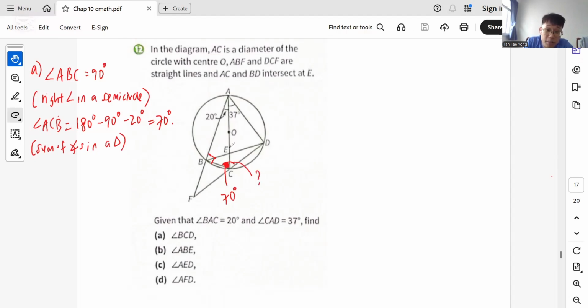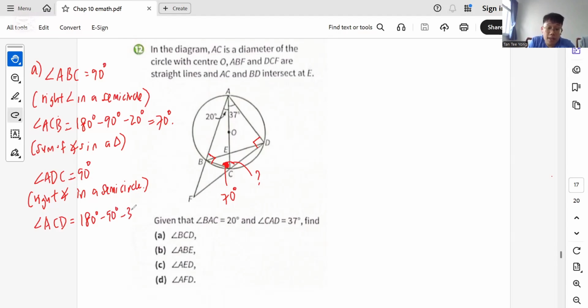Okay, so same thing for this, because AC is the diameter, so ADC is also 90. So angle ADC equals to 90 degrees also. Why? Because right angle in a semicircle. Okay, so this is 90. So that means angle ACD is equals to 180 degrees minus 90 degrees minus 37 degrees, which will give me 53 degrees. So sum of angles in a triangle.